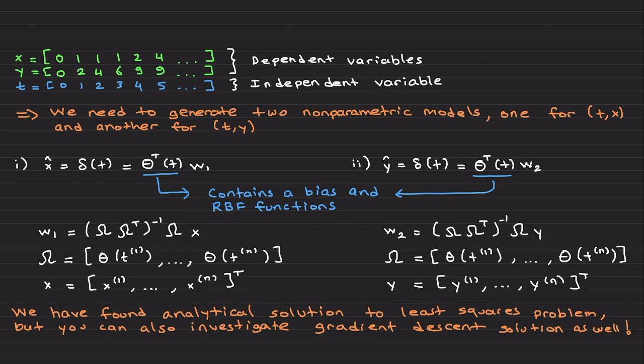So you can represent this mathematically like this. I am going to use a notation similar to the previous videos that you saw. So we want x hat to be this time basis function. In this case, since we are dealing with a non-parametric model, we have a bias and radial basis functions. And we are going to use the same basis here, exactly the same basis.